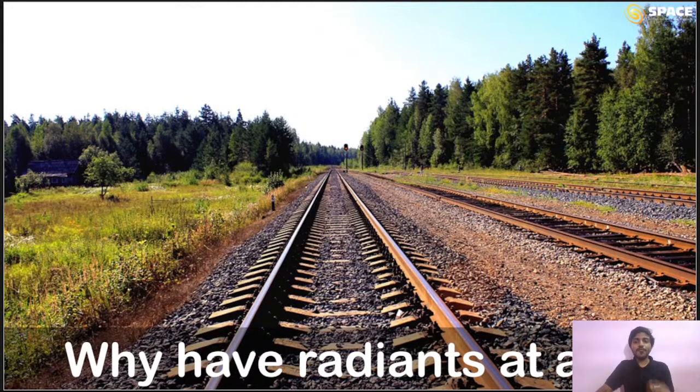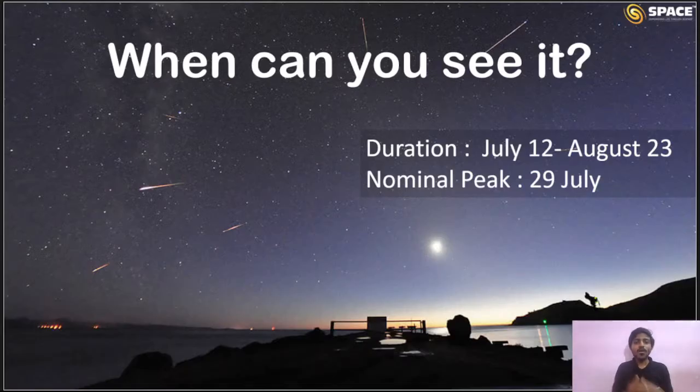First things first, you need to know when you can see it. When is the time period in the whole year that you can actually see this phenomenon? The duration in which Perseids are visible in the sky is from July 12th to August 23. It is a very long and rambling sort of meteor shower. It does not have a very clear peak. It has got a nominal peak.